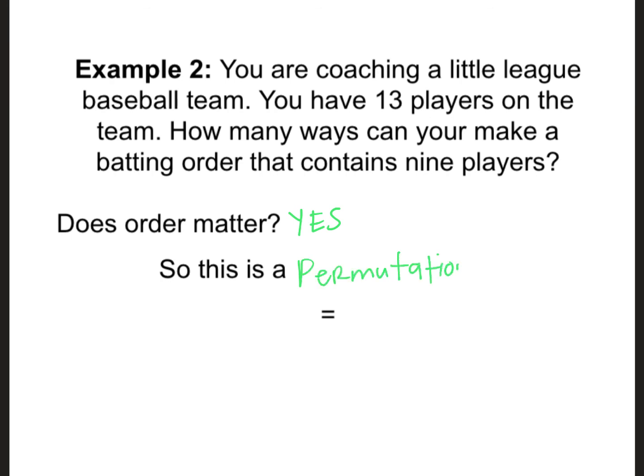because our order matters. So again, we're going to do nPr. Our n value is going to be our total, so they tell me I have 13 players on my team. And then we're going to do our permutation, and then we want to choose 9 players for my batting order. So we're doing 13 permute 9. So I'm going to go ahead and type that into my calculator.